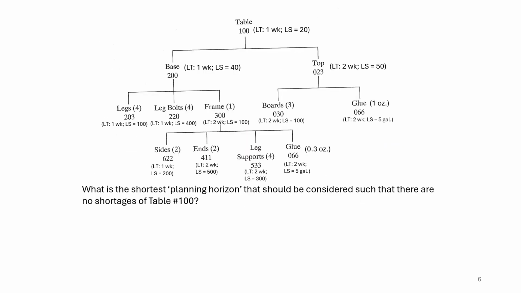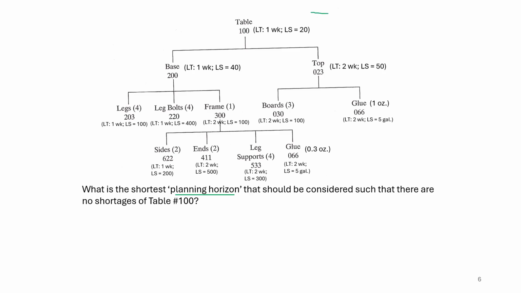So now let's take a look at an example when it comes to a BOM. What is the shortest planning horizon that should be considered such that there are no shortages of table 100? And to calculate the shortest planning horizon, the method that we use is just writing down individual lead times on either side of the intended BOM. So for example, this table type BOM has 2 sub-assemblies. So let's calculate the lead times associated with each side. So let's take the right side first.